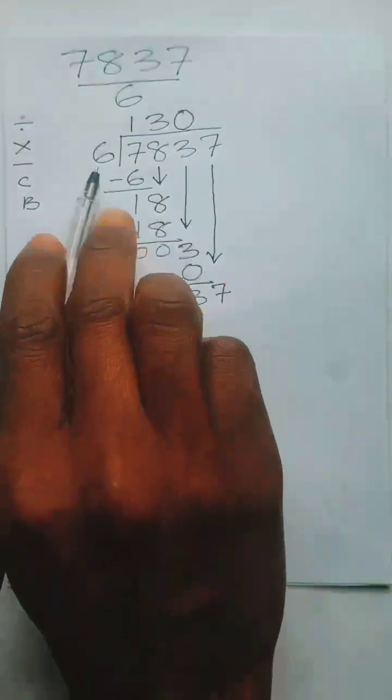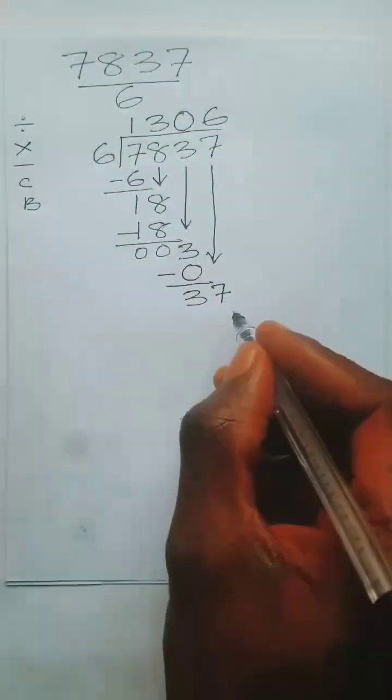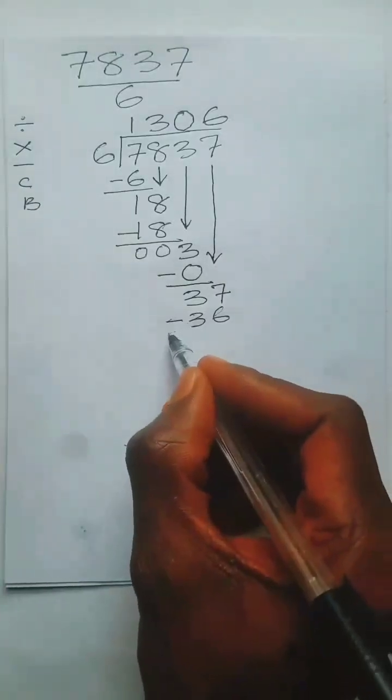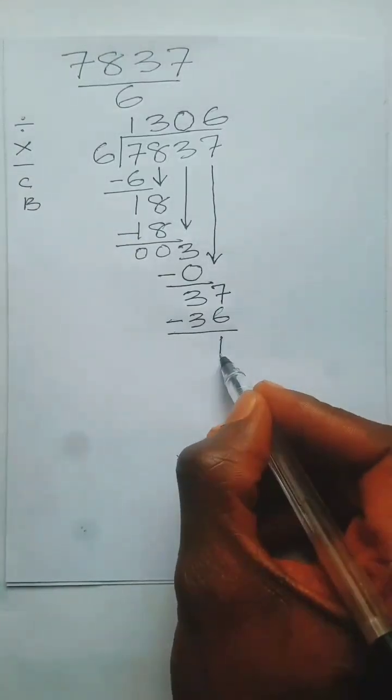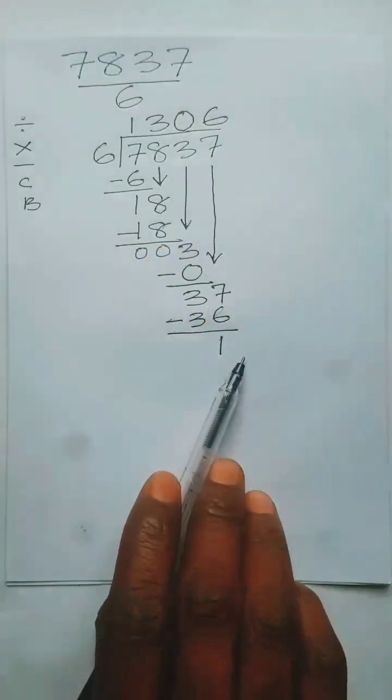37 divided by 6 is 6. 6 times 6, the next step, is 36. Next step says subtract. We subtract, and that gives us 1. Compare is smaller, and there is nothing to bring down.